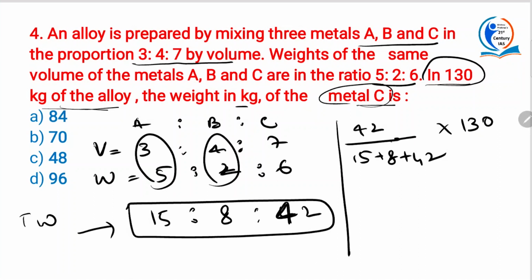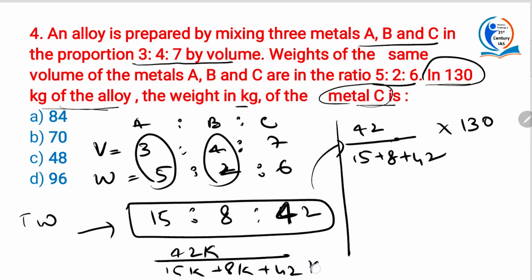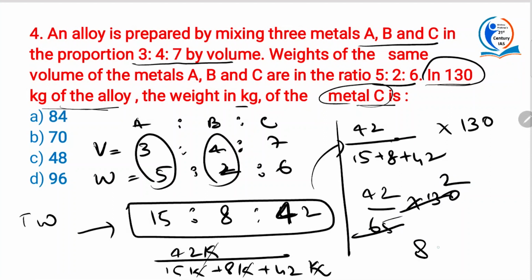So I wrote it directly. Before this, you can write 42k by 15k plus 8k plus 42k. So, C's contribution. Anyways, this k will get cancelled. That is a constant. So 42 by 65 into 130, that is 84. A is the answer. So in a 130 kg alloy, metal C's weight will be 84.